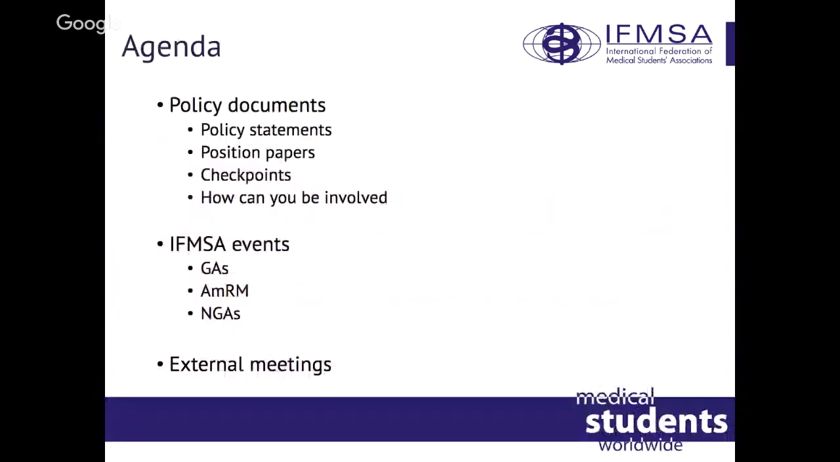So here's the agenda. First, we're going to talk about the IFMSA policy documents. What are they? How are they made? Which are the checkpoints to submit one? And how you can be involved. That's a very important point. Also, we're going to talk about IFMSA events and how you can get involved in this process through these events, and how you can use the policy documents in external meetings.